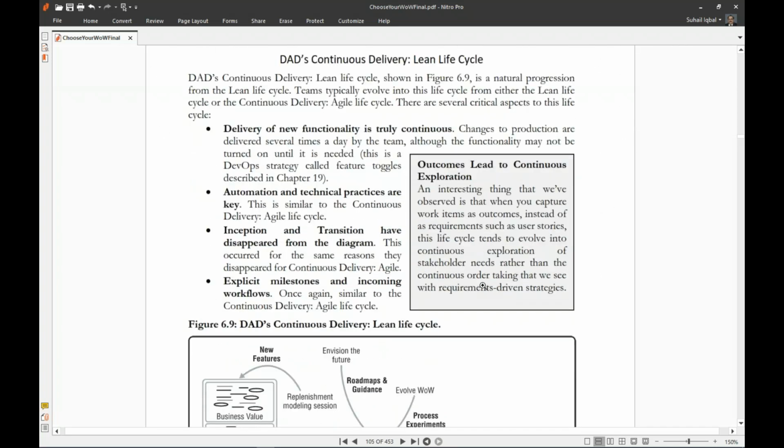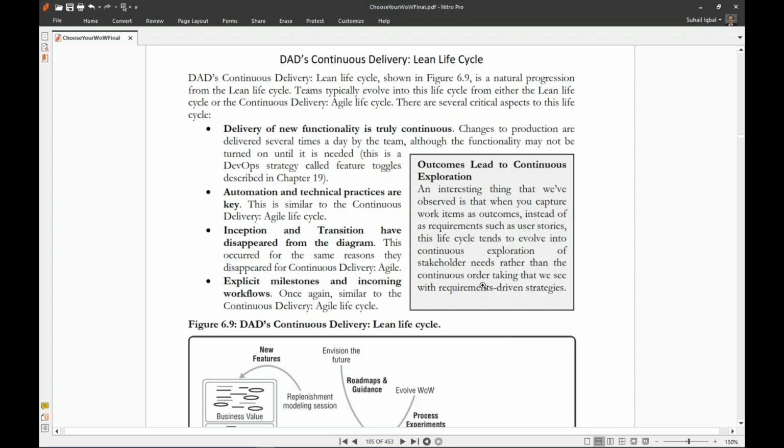Then we have got DAD's continuous delivery lean life cycle. This is continuous delivery. This is slightly different. The lean life cycle shown in figure 6.9 is a natural progression from the lean life cycle. So it is a bit additive to it. Teams typically evolve into a life cycle from either the lean life cycle or a continuous delivery agile life cycle. There are several critical aspects to this life cycle.